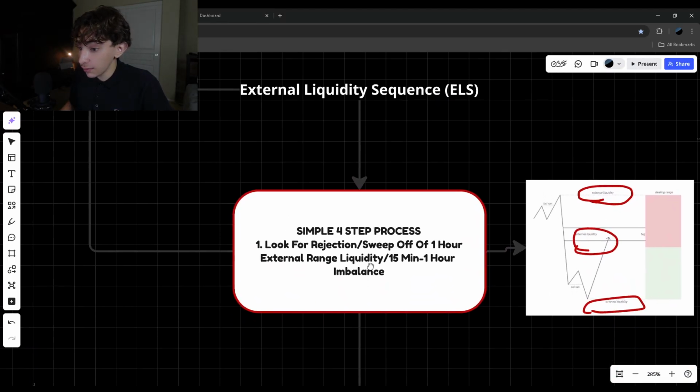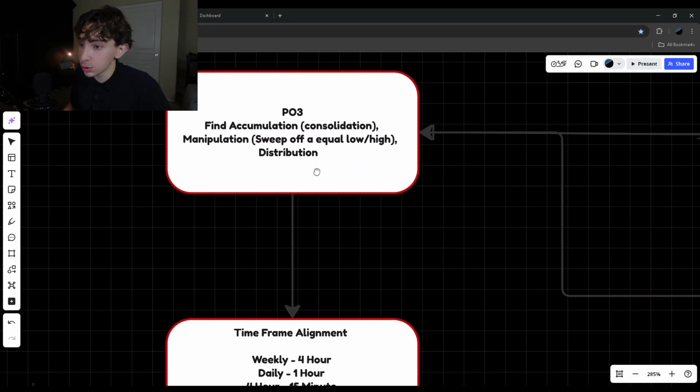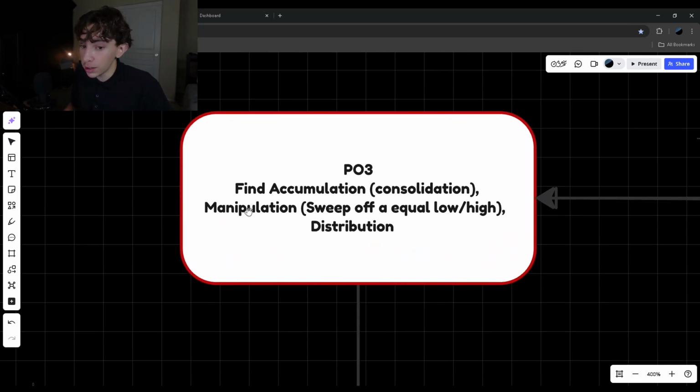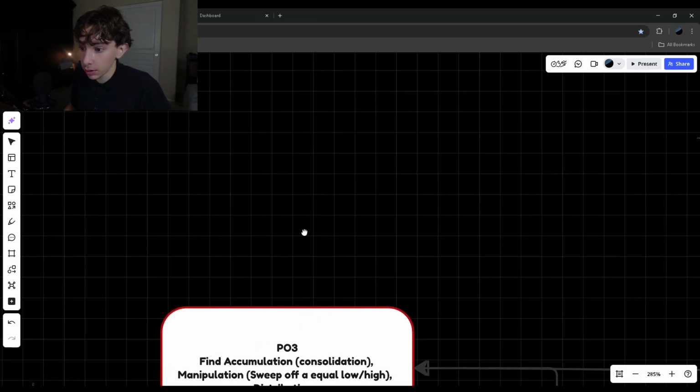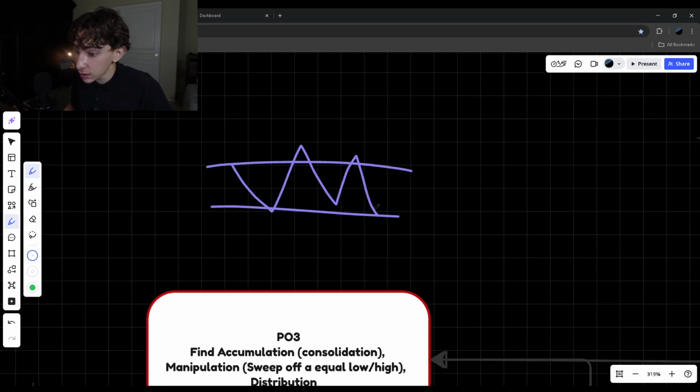It's actually a very simple four-step process. But before we get into that, I want to tell you what it's derived off of. It's derived off of ICT's power of three. Here, I'll draw this out. You find an accumulation zone where market's consolidating. You find some sort of manipulation. Often with manipulation, we get swept out, and then we have distribution.